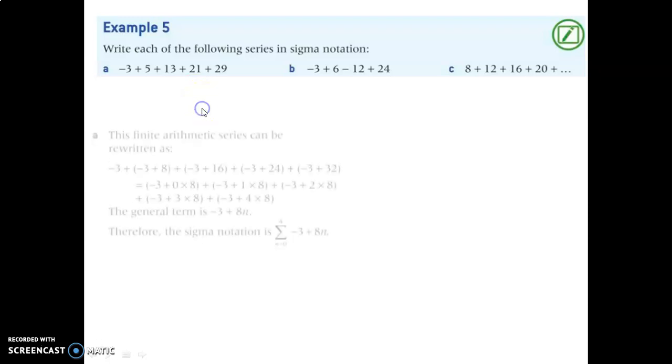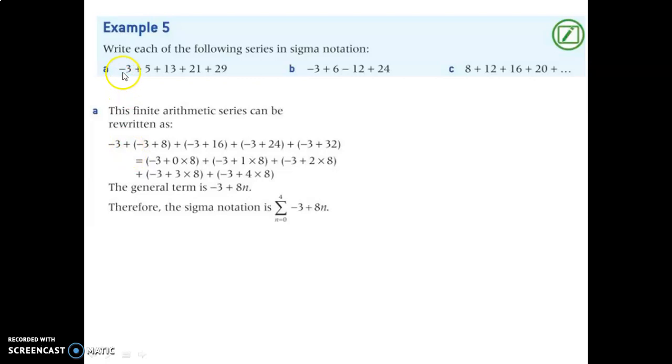Okay, let's check A. So in A, we know this is negative 3. We know the next number can be created by doing negative 3 plus 8. The next number can be created by doing negative 3 plus 16. The next number is negative 3 plus 24, and so on. So you can see there's a negative 3 every time there. It's just a matter of what number is being added to negative 3. So in the first one, negative 3 plus, this is 0.